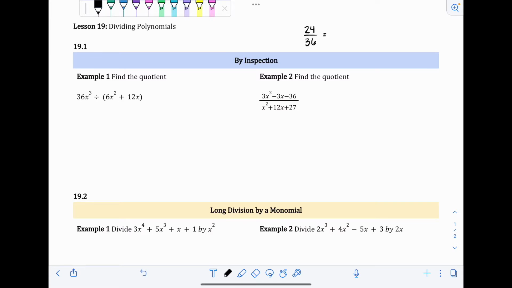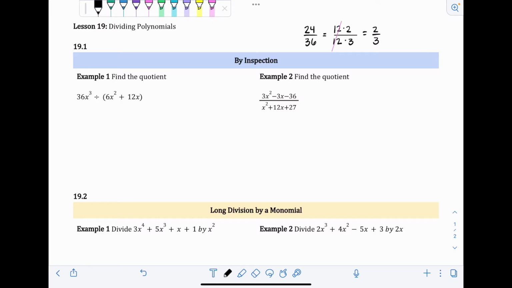There's a ton of different ways to reduce this fraction, but one of them is by thinking of the common factors of those two numbers. So for example, 24 is 12 times 2, and 36 is 12 times 3. Now I can take the two 12s, and 12 divided by 12 is 1, so those would wipe each other out, and I would just be left with 2/3. So that's what inspection is. We just do it with polynomials by factoring if the problem is not already factored.